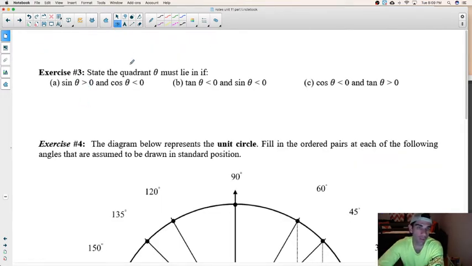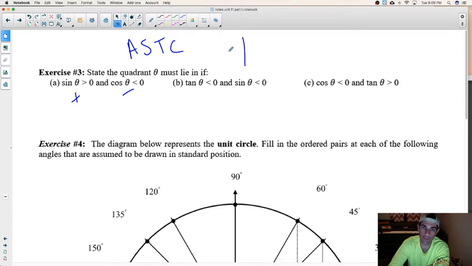So state the quadrant theta must lie in if. So there's some angle. We don't know what the angle is, and I want to know where it is based on whether I'm telling you the function is positive or negative. So they're saying sine theta is greater than 0. What numbers are greater than 0? Well, positive numbers. Cosine theta is less than 0. So what numbers are less than 0? Negative numbers. So we're saying all students take calculus.